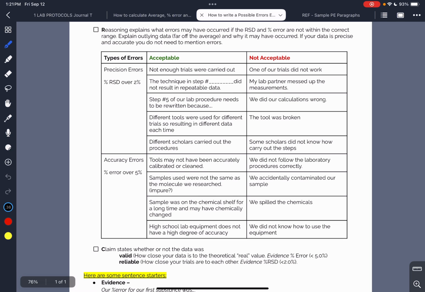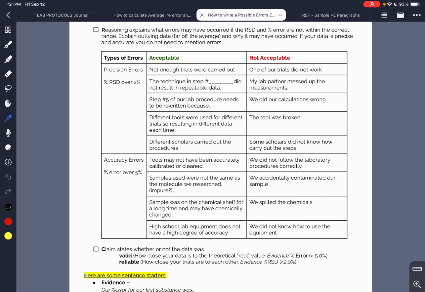So we use this chart if our percent error is above 5%. That means we have some accuracy errors. So you must talk about accuracy errors. If your percent RSD is over 2%, then you must discuss precision errors. What you want to avoid is this section right here, the not acceptable side, which are our human errors.